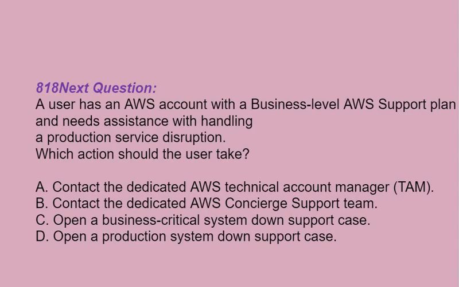Question is, a user has an AWS account with a business level AWS support plan and needs assistance with handling a production service disruption. Which action should the user take? Option A, contact the dedicated AWS Technical Account Manager, TAM. Option B, contact the dedicated AWS Concierge Support Team. Option C, open a business critical system down support case. Option D, open a production system down support case. Correct answer is option D.